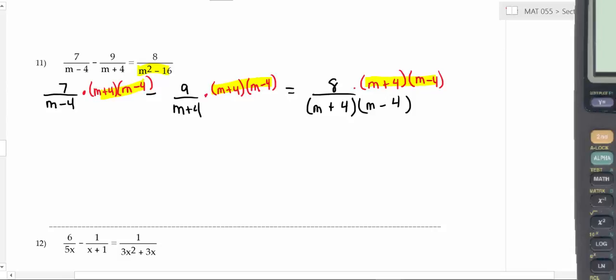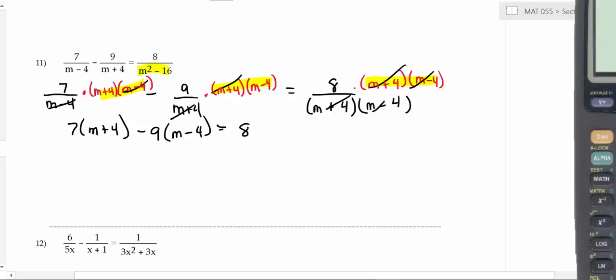On this, it's the m minus 4s that are going to cancel out. So what are you left with? You're left with 7 times m plus 4. We got rid of the fraction. The next one, the m plus 4s cross out. Write down what you're left with: minus 9 times m minus 4. Then you go to the next one. Both things cross out, so you're left with an 8. Now you're ready to solve your equation.